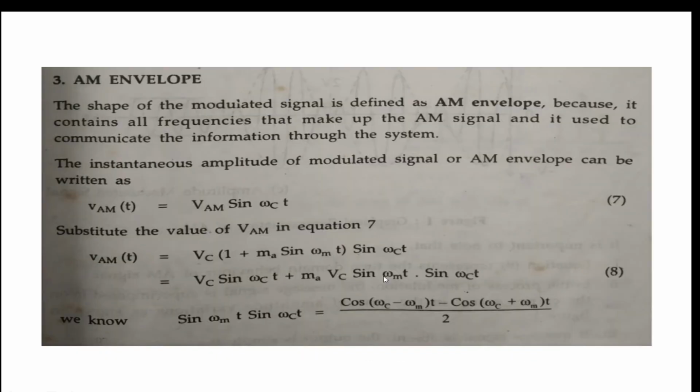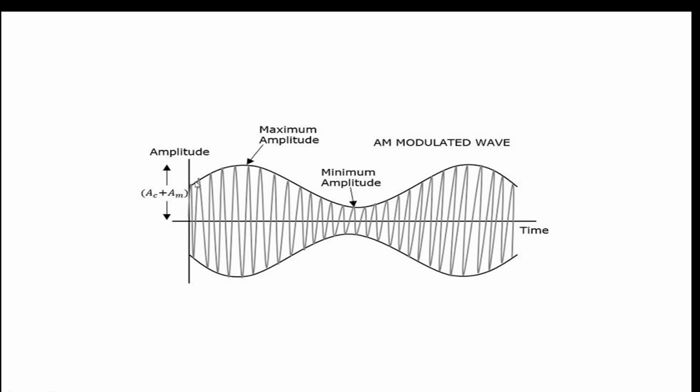Okay, so the AM envelope. What is meant by AM envelope? The shape of the modulated signal is defined as the AM envelope. This is called the AM envelope. This line is called the envelope.